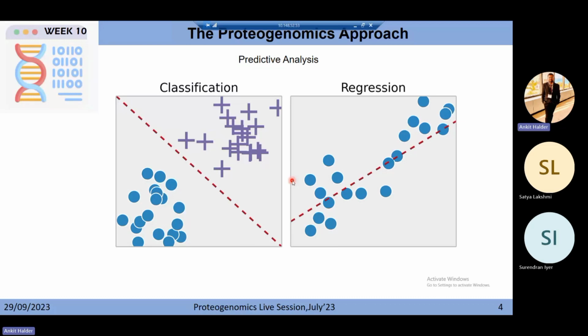So if you try to draw an equation out of it for a continuous variable and the data set, and then try to find out those particular values, that comes under regression. So these are the two major things generally performed under the supervised algorithms in predictive analysis: classification and regression.